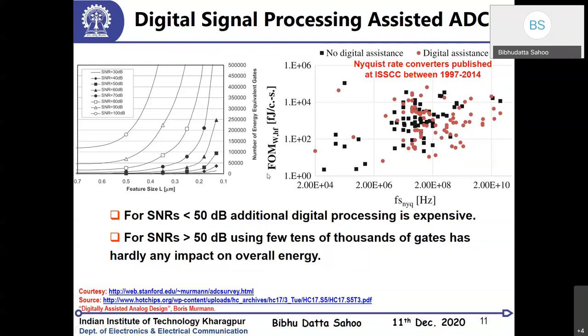And the figure of merit, which is femtojoules per conversion step, also increases as the sampling rate of the ADC keeps on increasing. Okay, and digitally assisted designs actually bring down the figure of merit. The lower the figure of merit in terms of femtojoules per conversion step, the better the ADC is in terms of power and overall performance. So from this graph, we can say that for SNRs less than 50 dB, additional signal processing is expensive, so we need not resort to any kind of signal processing in those scenarios. But for SNRs greater than 50 dB, a few thousand gates have hardly any impact on the overall energy. And in fact, we can incorporate a lot of digital to undo the imperfections in the analog domain. Although I have not gone into the details, I just wanted to motivate why signal processing or DSP techniques are used in ADCs to enhance their performance.